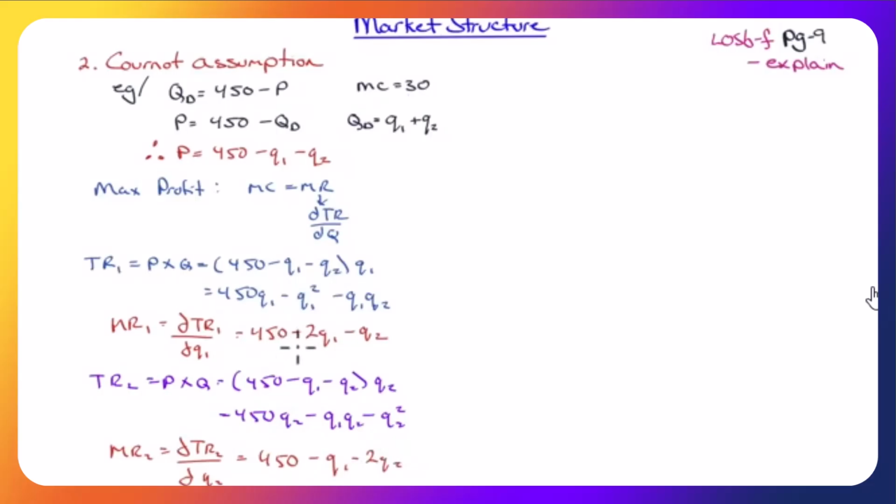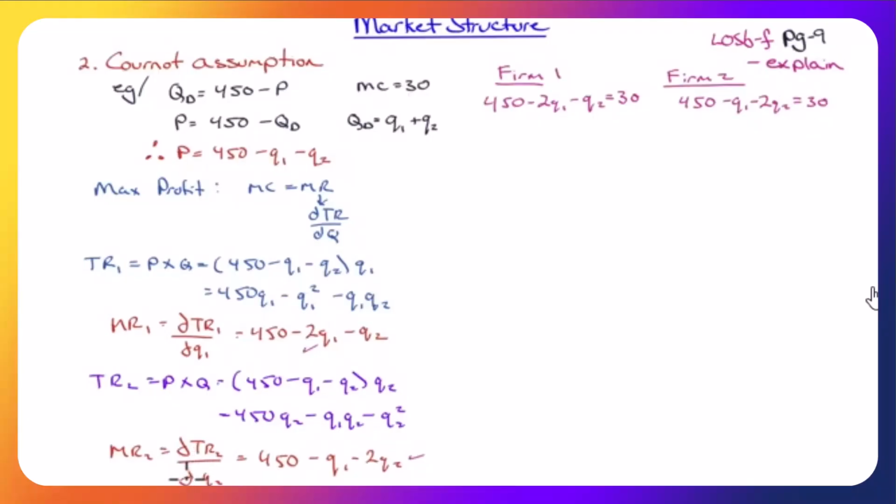So there's our first MR curve. Here's our second marginal revenue curve for each of the two firms. We know our marginal cost is 30, so I think we're in a position now to equate them together. So for firm 1, I'll just write firm 2 over here. The profit maximizing equation would be, we'll take this one over here for firm 1, 450 minus 2Q1 minus Q2 must equal 30. And for firm 2, we're down here. That is 450 minus Q1 minus 2Q2 must equal 30.